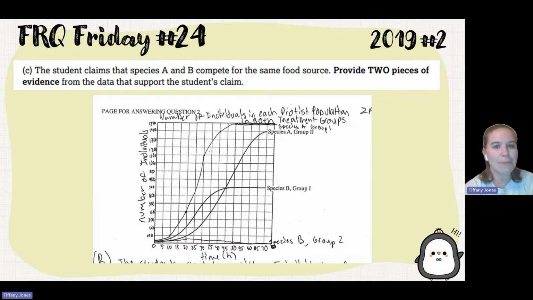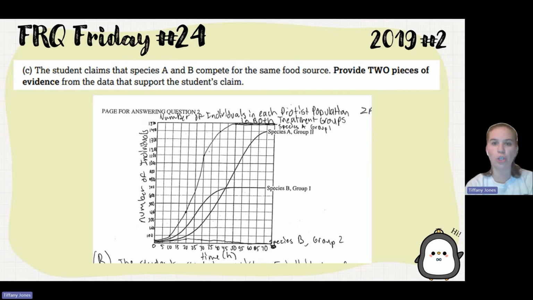Part C. The student claims that species A and B compete for the same food source. Provide 2 pieces of evidence from the data that support the student's claim. Now notice that they've asked for a specific number. Whenever they ask for a specific number, that means that the reader is only going to score your first 2 answers. So since they asked for 2, the first 2 are what is being scored.